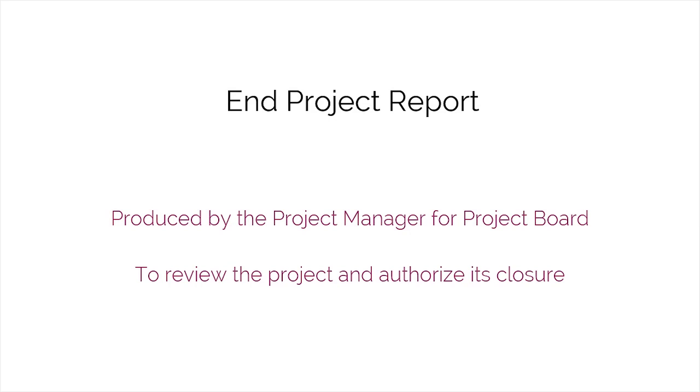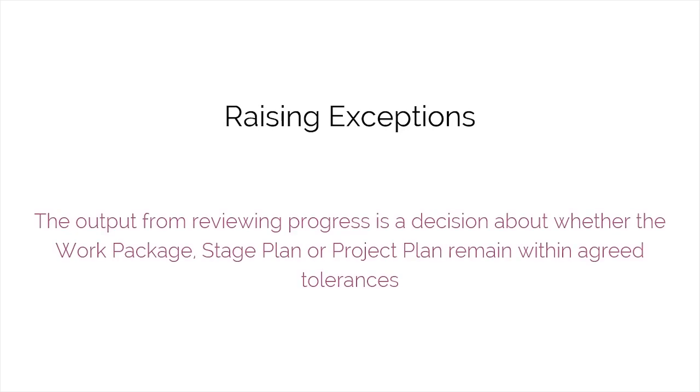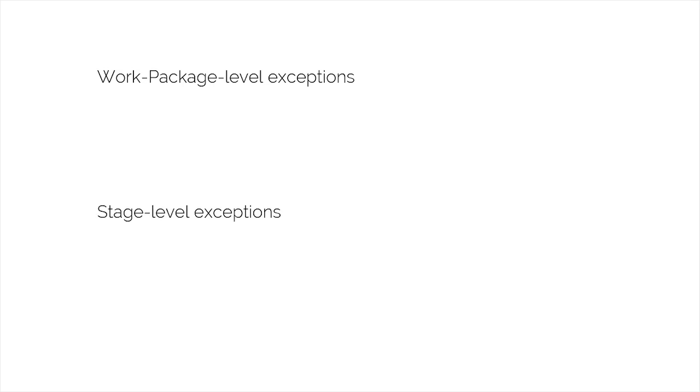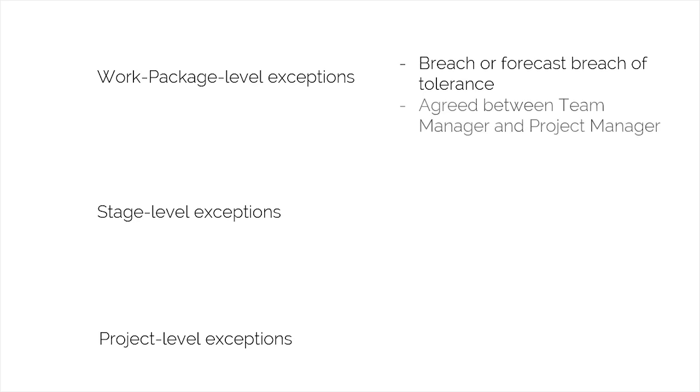Let's have a look at an area called raising exceptions. The output from reviewing progress is a decision about whether the work package, stage plan, or project plan remain or are forecasted to remain within agreed tolerances. There are 3 exception levels. The first is work package level exceptions. A work package exception is a breach or forecasted breach of a tolerance agreed between the team manager and the project manager. If a work package is forecasted to exceed its tolerances, the team manager should inform the project manager by raising an issue.